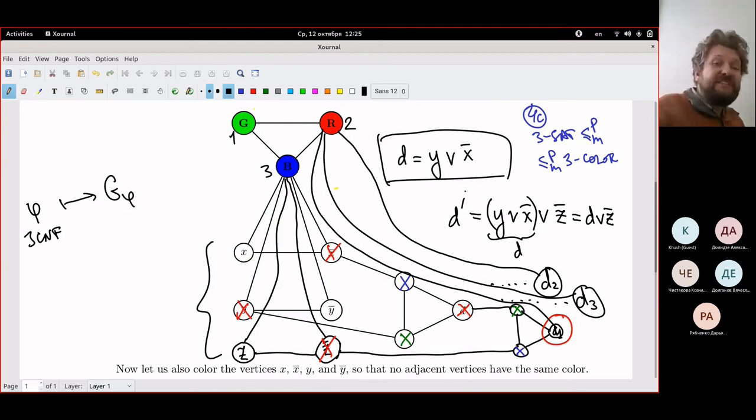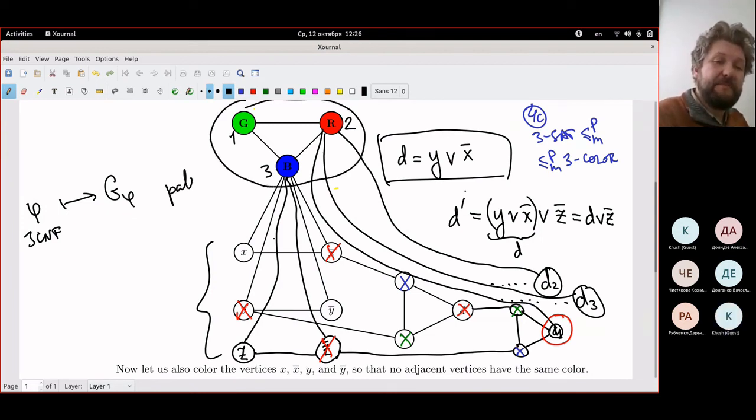Okay, so this thing on the top, we call it the palette, which means that we have two directions. Suppose the formula is satisfiable, then we color the palette as it should be. So the first is green, second is red, the third is blue. And then we can continue coloring, and since we are satisfiable, we know that we can make all the D's green, and making them green will not contradict connecting them to red. So we got a good coloring.